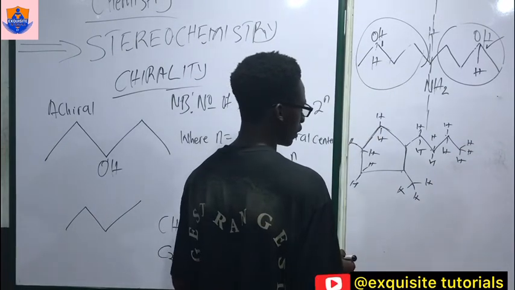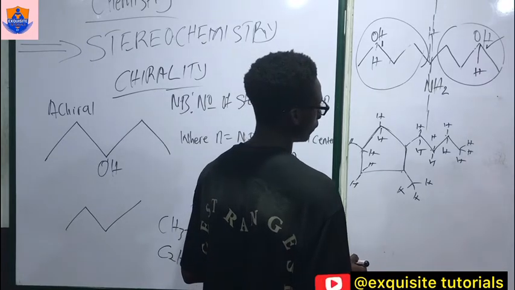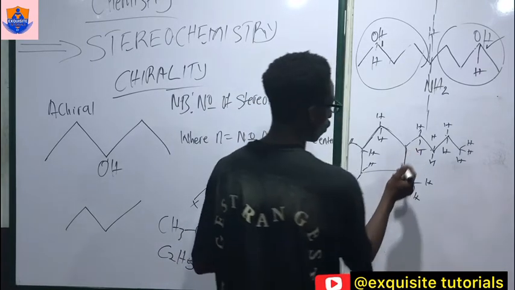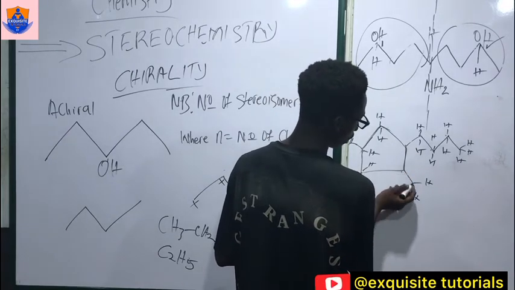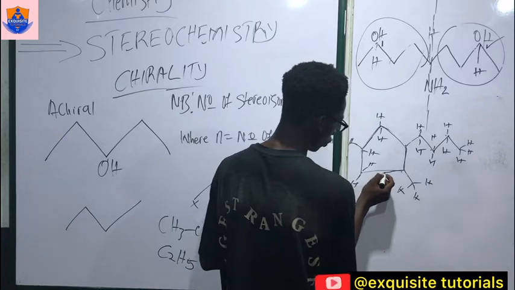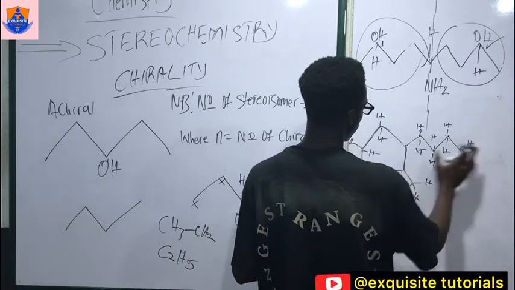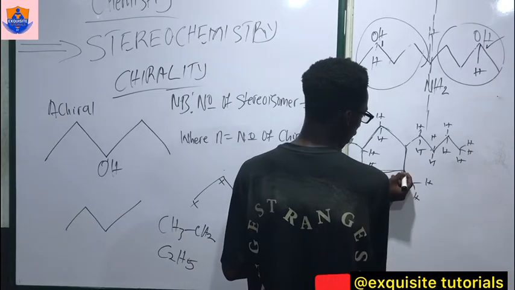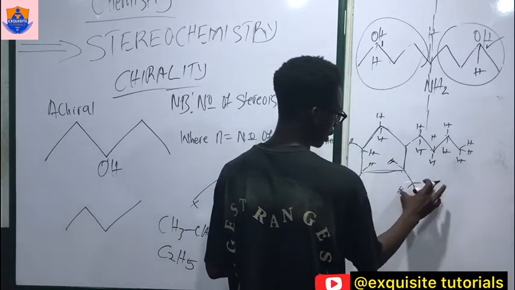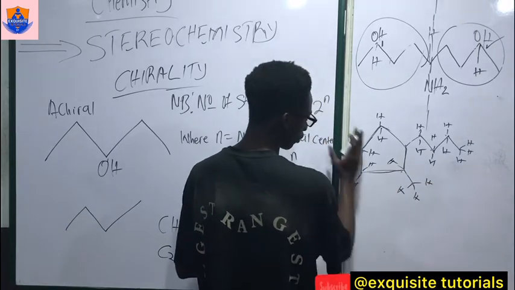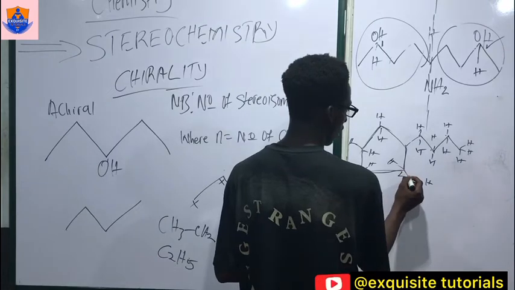Let's take a look at this compound. We have here, this carbon is bonded to a CH3, bonded to this whole side, bonded to this whole side. Then here we have a hydrogen. It's said to bond to a CH3, this whole compound, then this whole compound, then a hydrogen. So this carbon is said to be chiral.